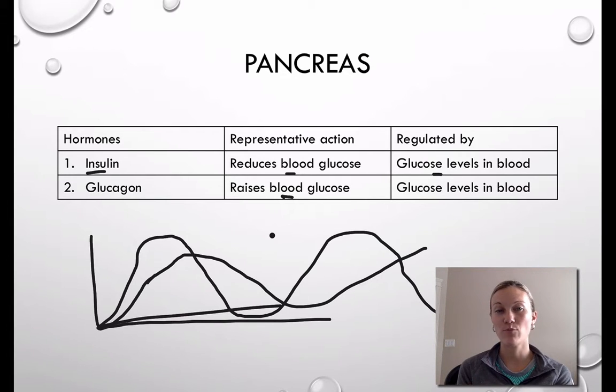People that have type 1 diabetes, they do not produce insulin. It's an autoimmune disease. So if you know someone that's type 1 diabetic, they do not produce insulin. And someone who is a type 2 diabetic, they do produce insulin, but their body ignores, your cells ignore those signals.